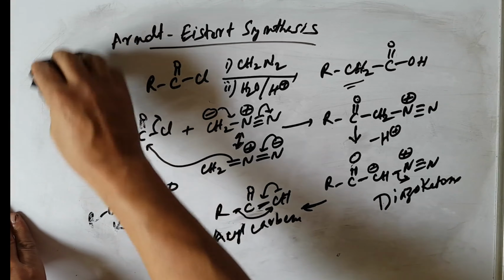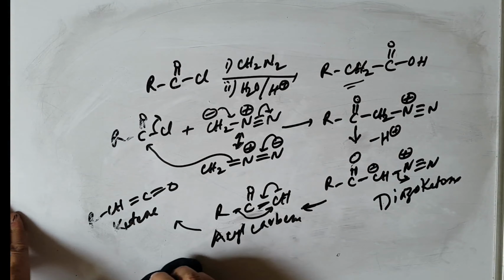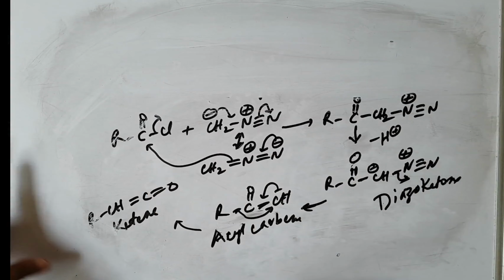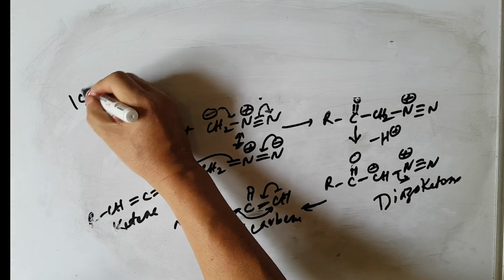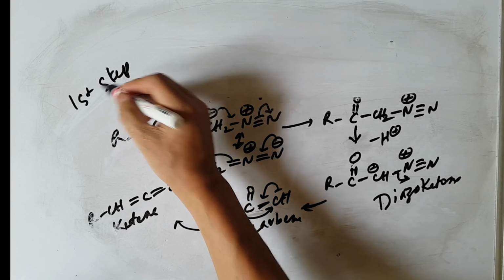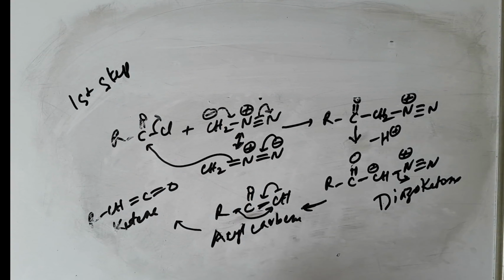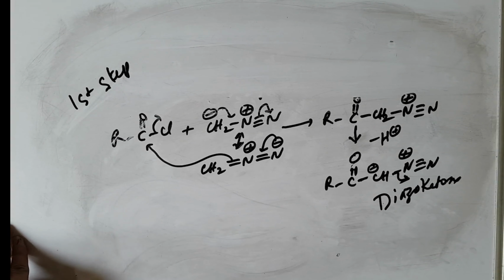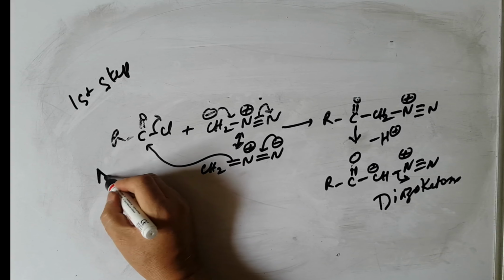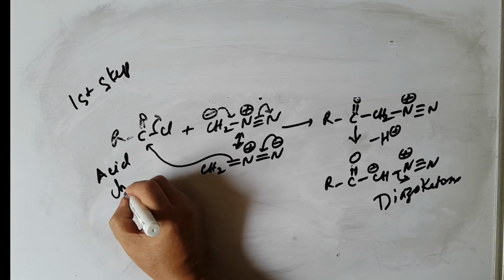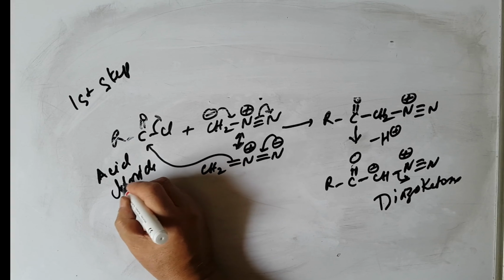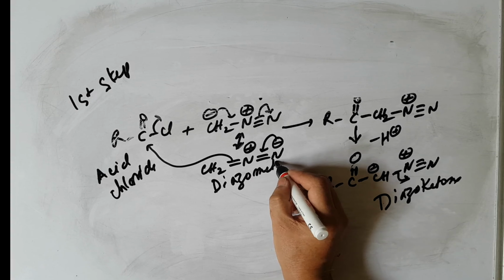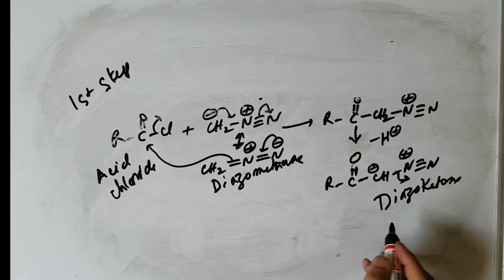Okay, so I can write it in an elaborate way. The mechanism of the Arndt-Eistert synthesis takes place in two steps. The first step is the reaction of the acid chloride with diazomethane. See the acid chloride and diazomethane; you get the diazoketone.